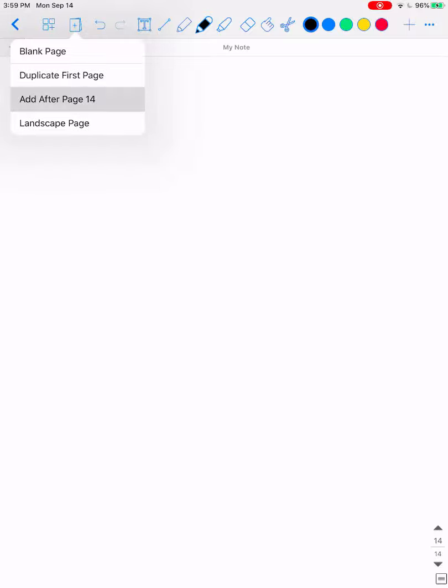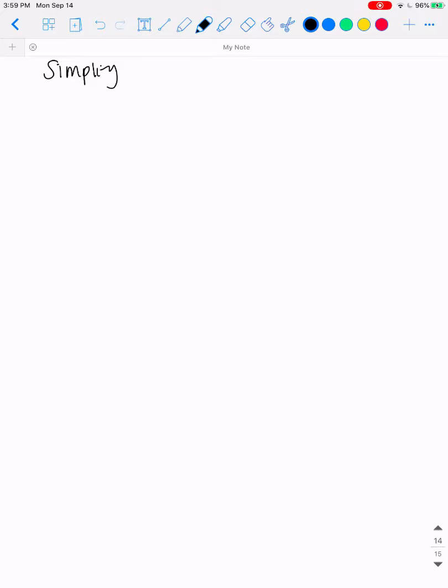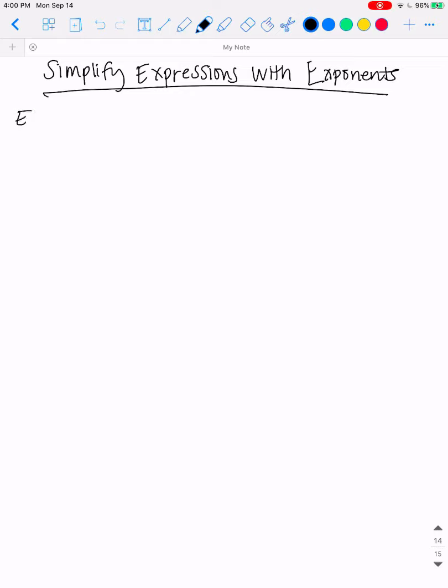Add some new pages here. Alright, so now we're going to do some examples where we simplify expressions with exponents. So let's do an example.